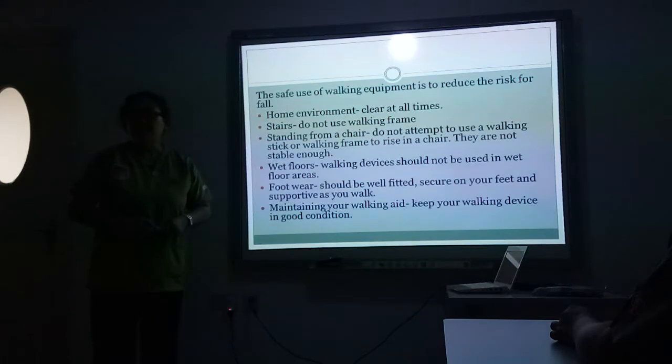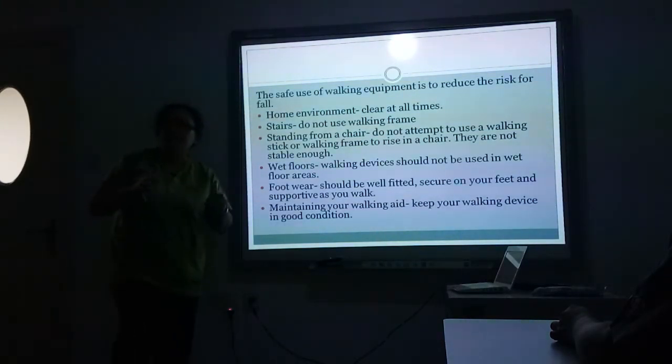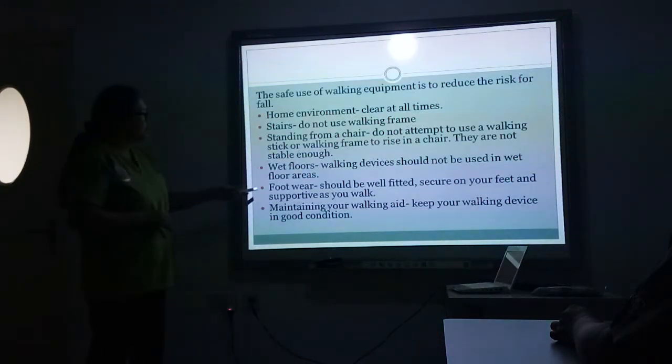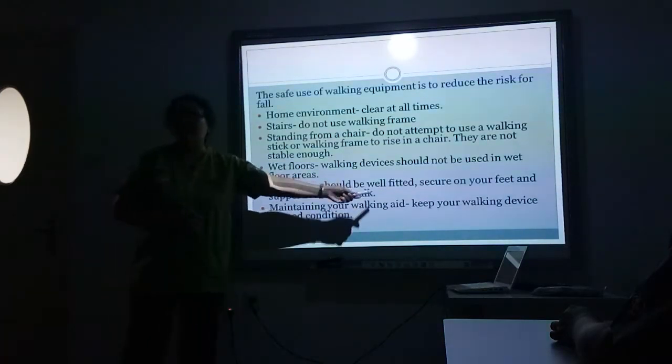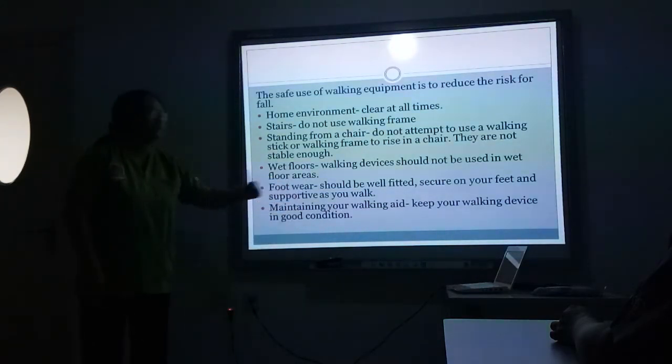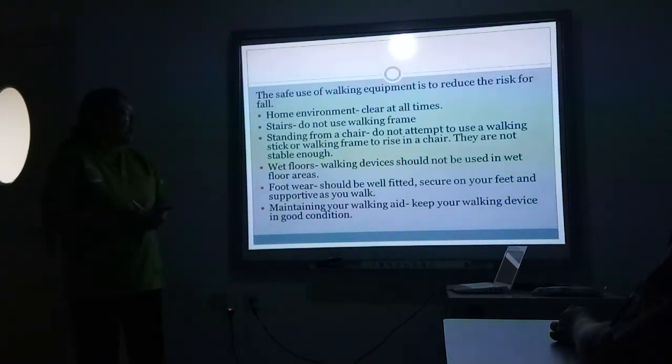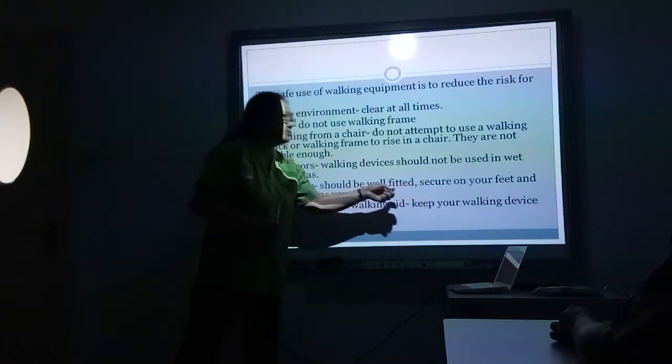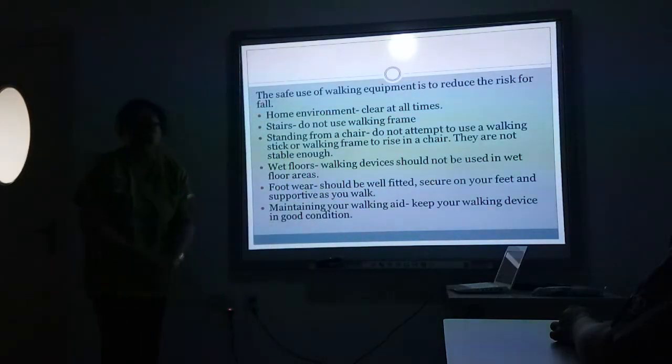Next, wet floors. Make sure na walang spilled water or any liquids at the floor. Some house, they put a carpet para hindi slippery your floor. Okay? Footwear. So what footwear is advisable? Should be well fitted, secured on your feet, and supportive to walk. So ano ang mga footwear na kailangan? Rubber shoes. Why? It's secure and dapat fitted.